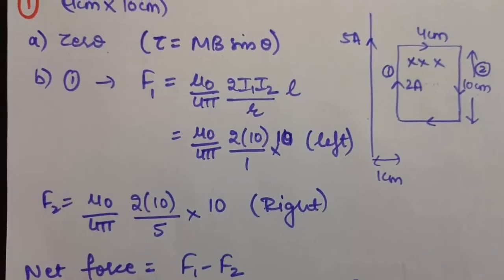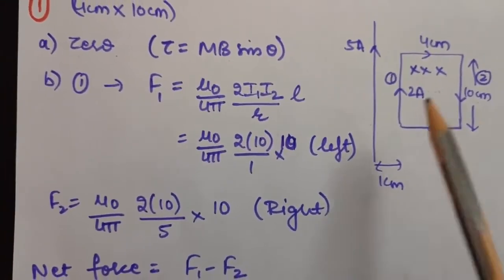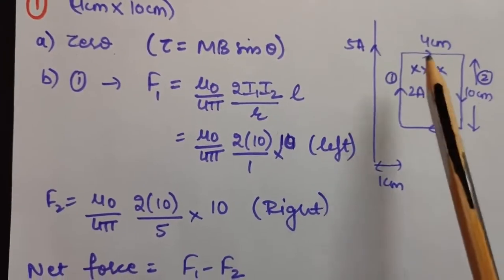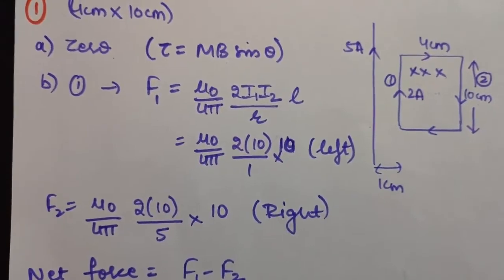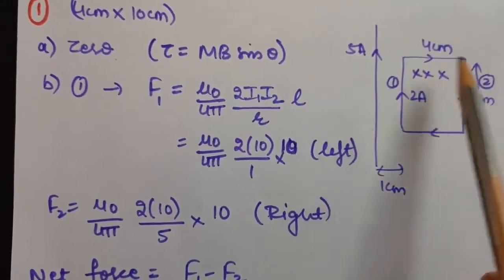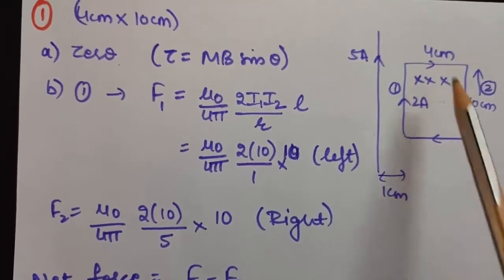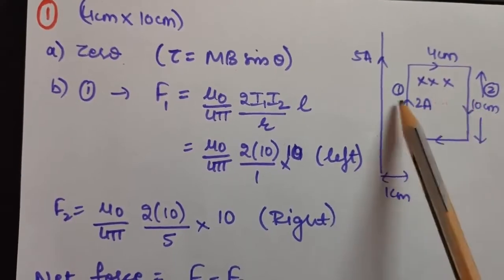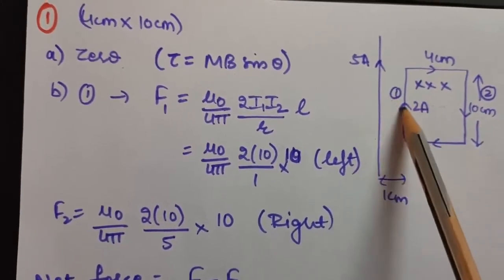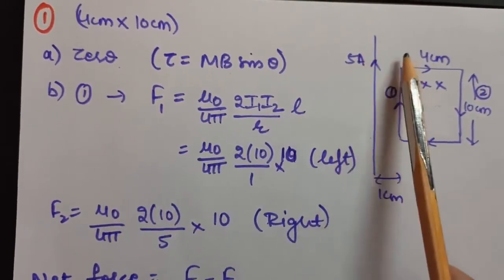In the second part, you have to calculate the magnitude and the direction of force on the loop due to the current carrying wire. This loop has 4 sides, right? On this side and on this side, the forces will be equal and opposite, so for these two sides the force will cancel out. Now we will talk about these two sides. Let us say this is side number 1 and this is side number 2. These are two parallel wires.